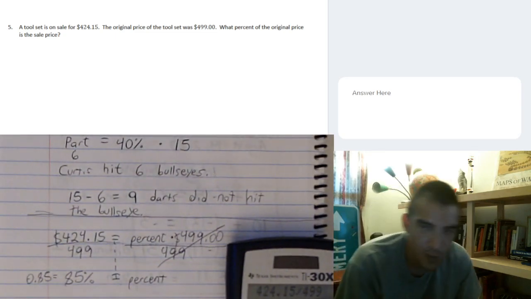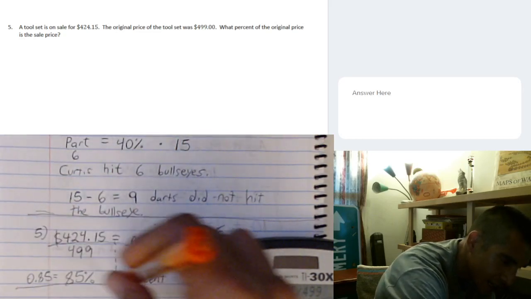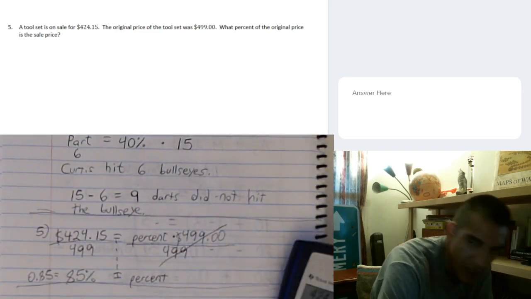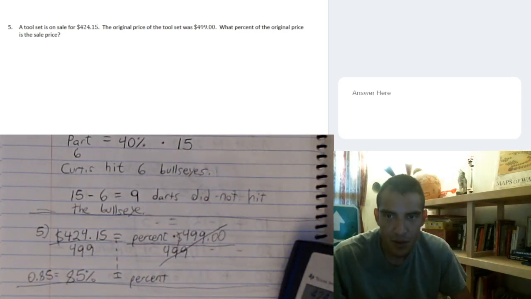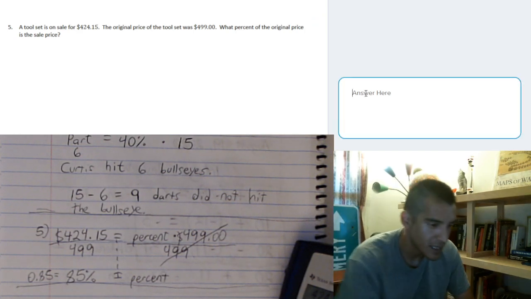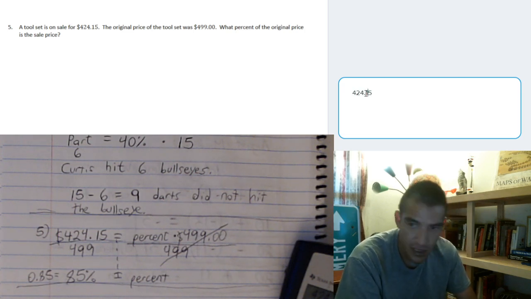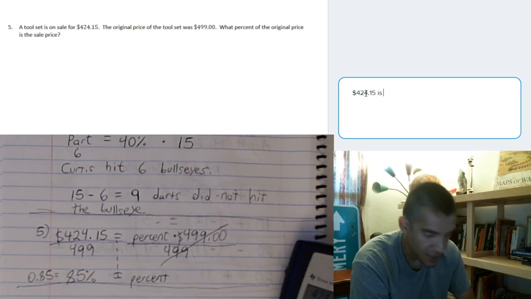All right. So this problem right here, problem number 5, please pause the video and copy this work. And then tell us what percent is the sales price. Well, we're only paying 85%. So I'm going to go ahead and type in what I did. I said $424.15 is 85% of the original price.